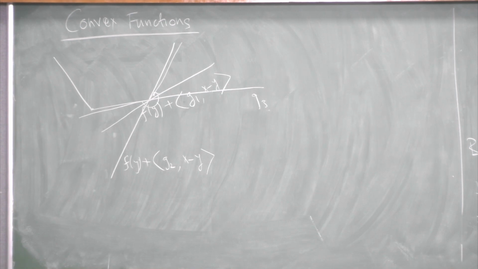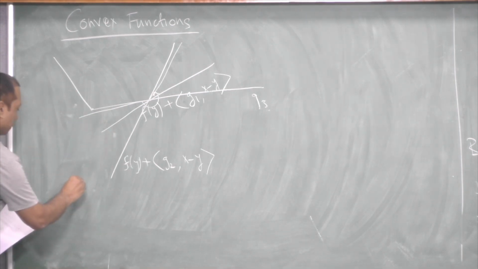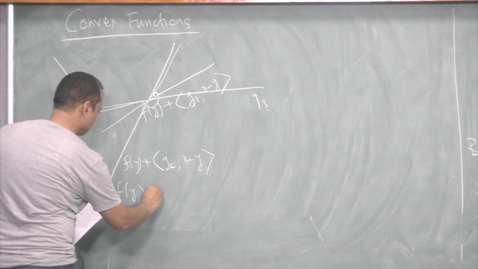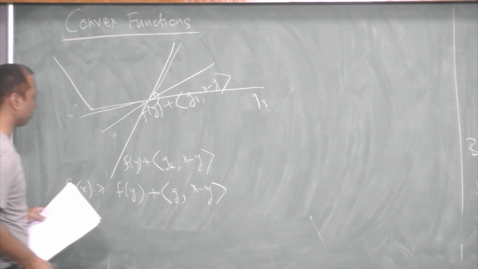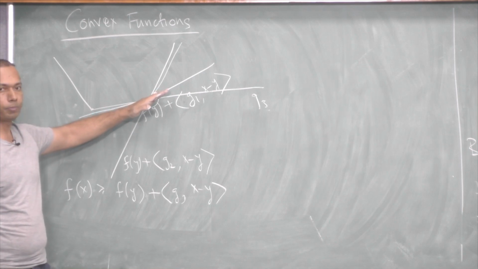So that makes sense. In this case, it's all the g for which f(x) is greater than or equal to f(y) plus g (x minus y). So find all such g for which this happens. Any questions? Any doubt here? We will collect all those slopes. The only thing you have to ensure is that the line remains below the function for it to be a valid tangent.